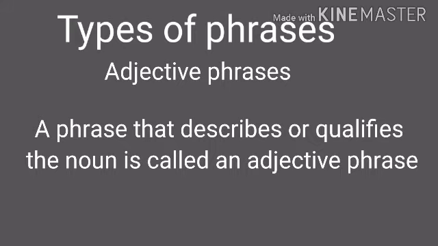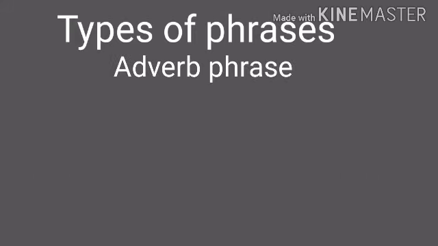Dear students, now we will see the third kind of phrase, that is an adverb phrase. But before that, who can tell me what you mean by an adverb? Yes, very good. A word that adds meaning to the verb or modifies the verb is known as an adverb. We can also say a word used to add something to the meaning of a verb, an adjective or another adverb is called an adverb.